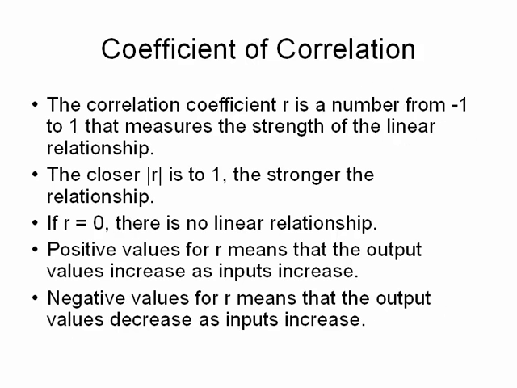The correlation coefficient r is a number that ranges from -1 to 1 that measures the strength of the linear relationship. The closer the absolute value of r is to 1, the stronger the relationship. If r is equal to 0, then there is no linear relationship at all. If you have a positive value for r, that means the output values increase as the inputs increase. In other words, your line has a positive slope. Negative values for r mean that the output values decrease as the inputs increase, or that you have a negative slope.